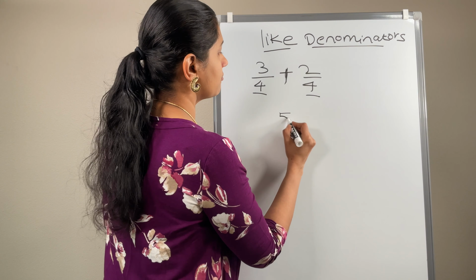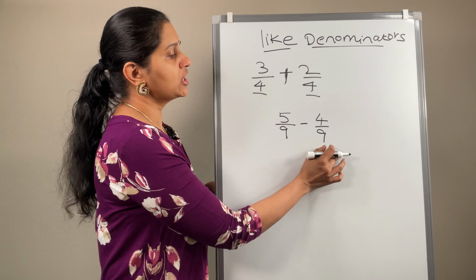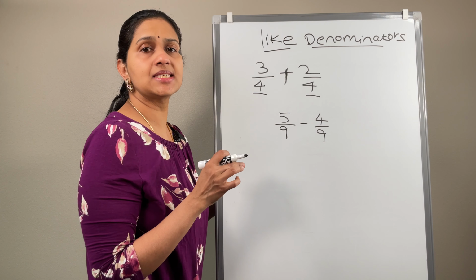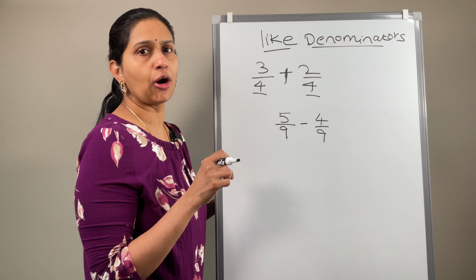It can be anything, like 5 by 9 minus 4 by 9. Here you can see the denominators are the same. Such fractions are called like denominators.